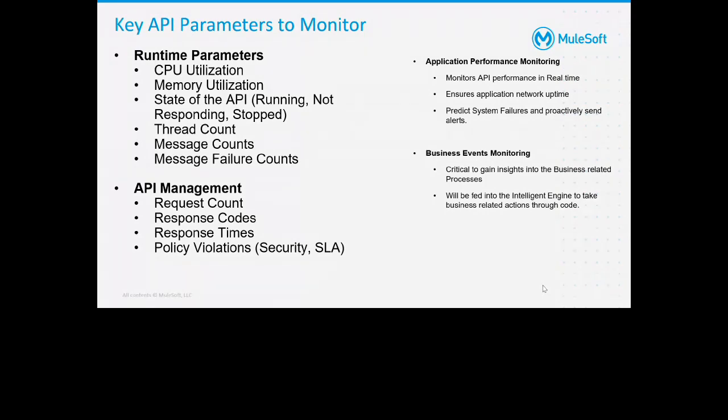And then application performance monitoring. Basically, here you monitor API performance in real time, ensure application network uptime, predict system failures proactively, and send alerts. And then business events monitoring. This is critical to gain insights into the business-related processes. When any business event is happening, we take that and process it intelligently, and then take some actions through our code. Okay, next slide.